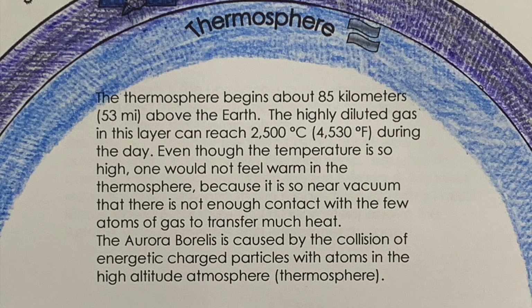Thermosphere. The thermosphere begins about 85 kilometers above the Earth. The highly diluted gas in this layer can reach 2500 degrees Celsius during the day. Even though the temperature is so high, one would not feel warm in the thermosphere because it is so near vacuum that there is not enough contact with the few atoms of gas to transfer much heat. The aurora borealis is caused by the collision of energetic charged particles with atoms in the high-altitude atmosphere.